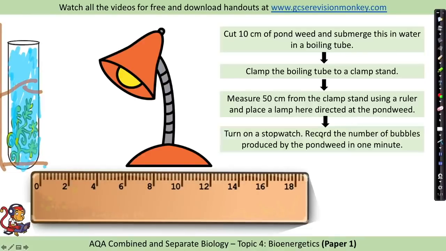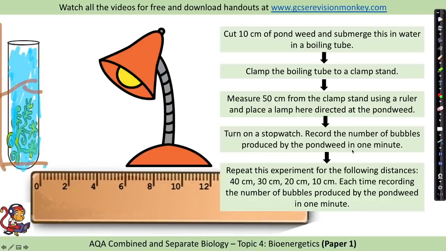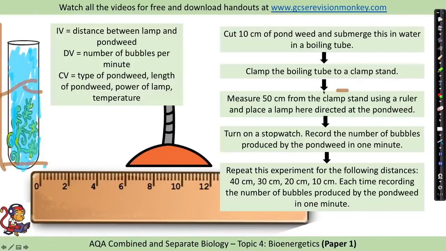Turn on a stopwatch, record the number of bubbles produced by the pondweed in 1 minute. Repeat this experiment for the following distances: 40 centimetres, make sure you list them, 30 centimetres, 20 centimetres, 10 centimetres, each time recording the number of bubbles produced by the pondweed in 1 minute. So our variables are important here. Our independent variable is the distance between the lamp and the pondweed. The dependent variable is the number of bubbles per minute.